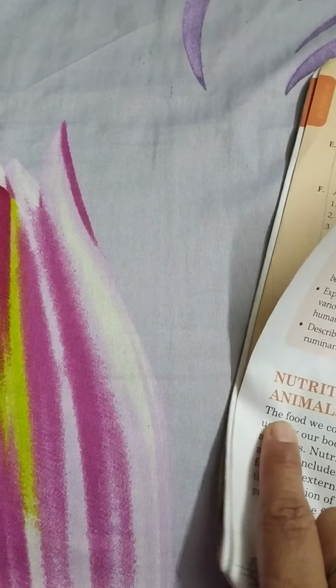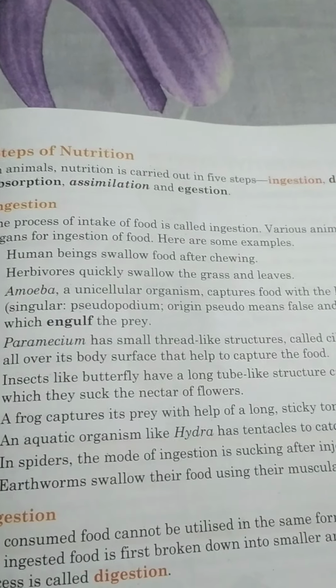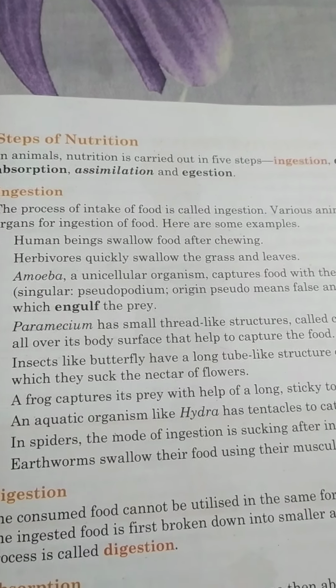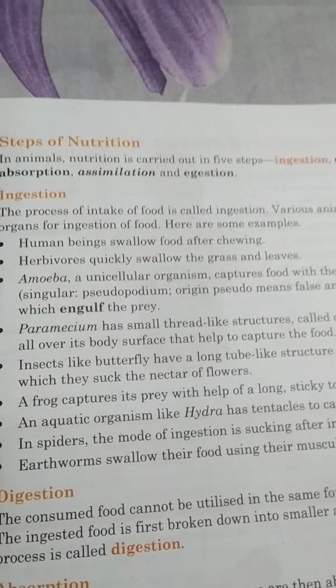Now one by one we'll go step by step. Nutrition in animals: we have done the steps of nutrition in animals. There are 5 steps: ingestion, digestion, absorption, assimilation and egestion.